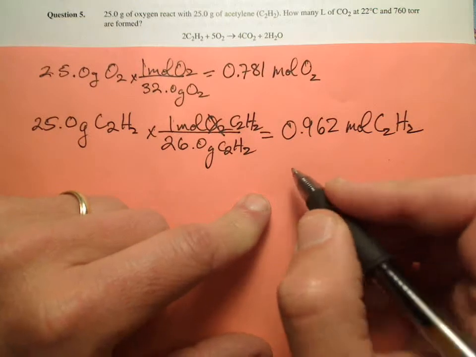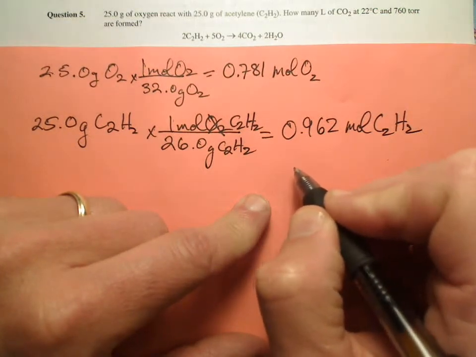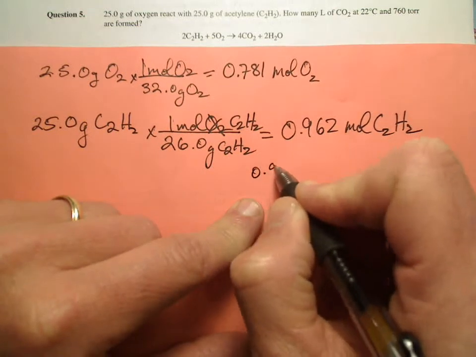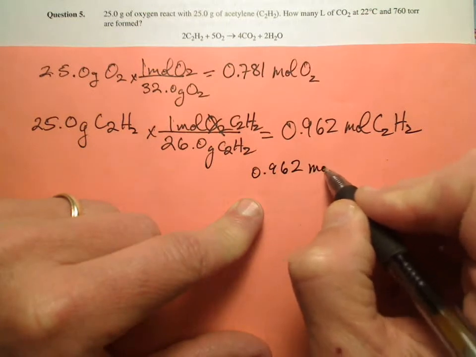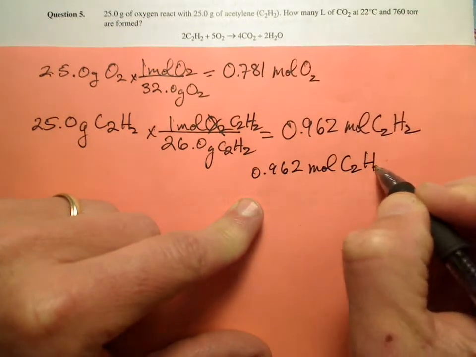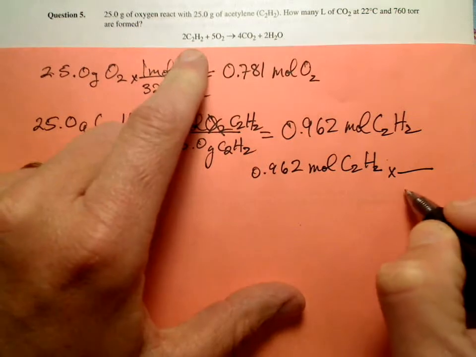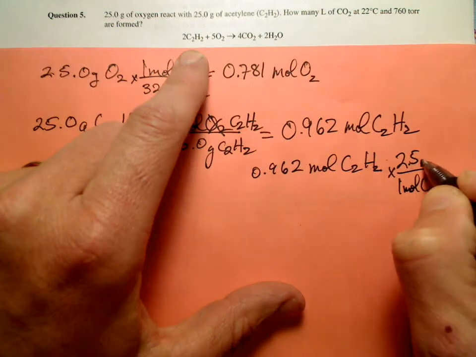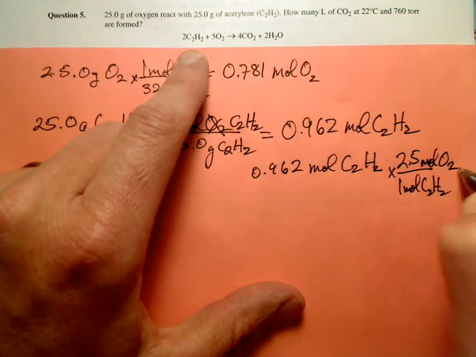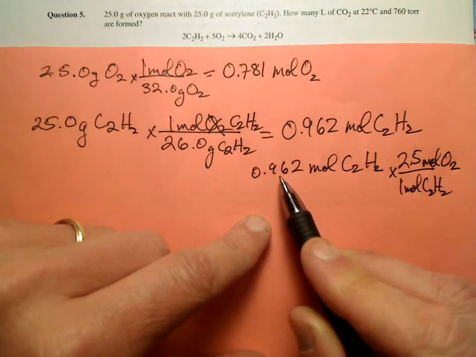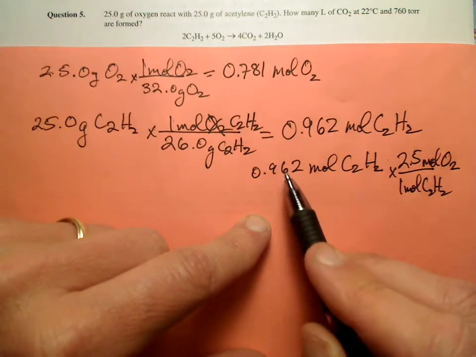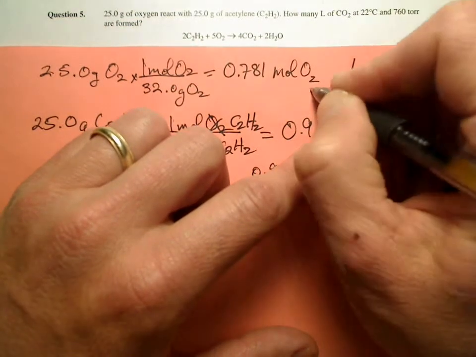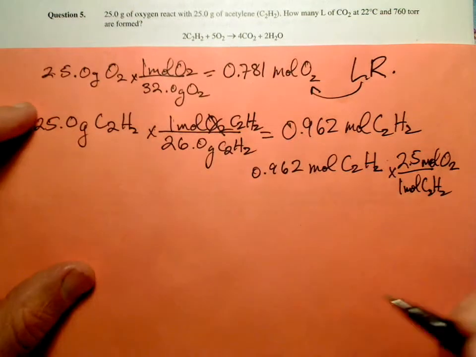Real quick, this is the calculation I did in my head. And I didn't need a number, I just needed to figure out what it was. So if I have 0.962 moles of C2H2, well, I know for every 1 mole C2H2, I need 2.5 moles of O2. Well, 2.5 times 0.962, that's bigger than 2. So I know that my limiting reactant is oxygen.